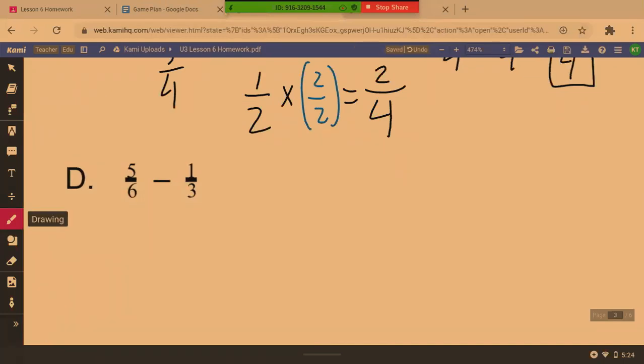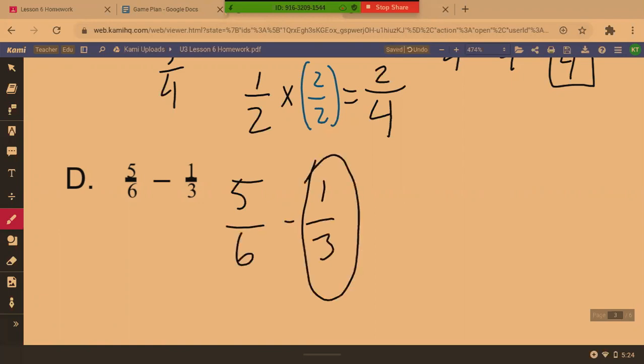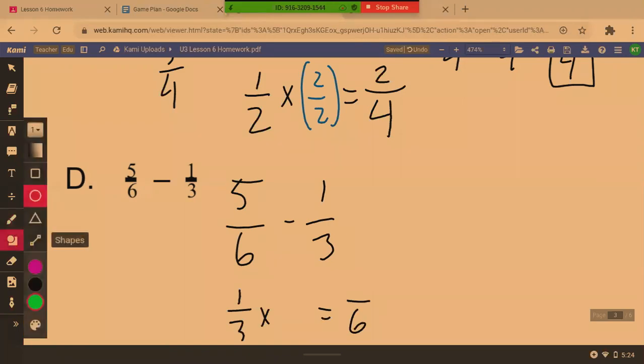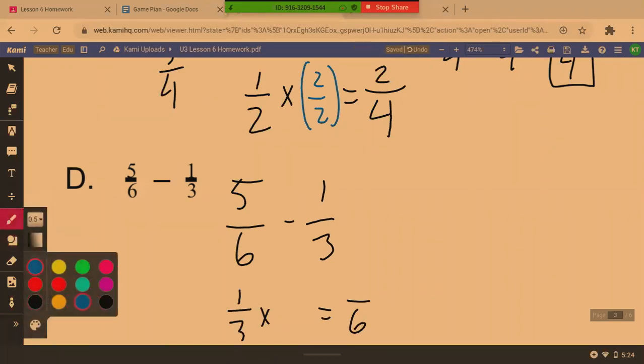5 over 6 minus 1 over 3. We have the same situation here. We only need to manipulate 1/3 to give it that common denominator of 6. So let's do some manipulation. 1/3 times what equals 6. So 3 times what equals 6. That's pretty easy. 2.